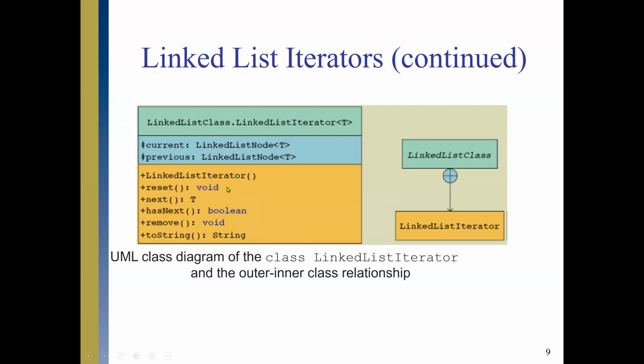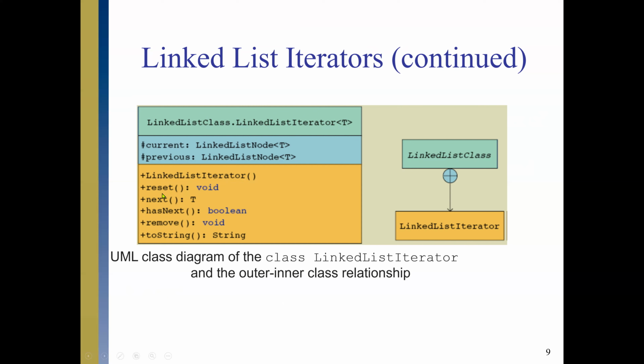So this is our linked list iterators included here. So again, we have the linked list class dot linked list iterator, which means the linked list class is going to use the linked list iterators. And here we have the current, which will be the current address, and also we have the previous. These are our methods for the linked list iterator.